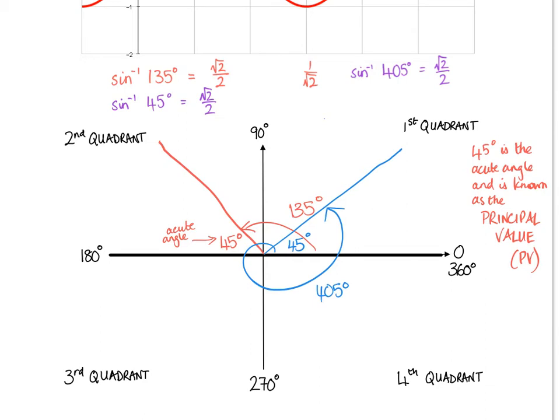Now to work out the acute angle for each one, what we do in the first quadrant, it's just theta itself. Okay, so theta is the acute angle. So we'll call that theta in there. Or we subtract, if it's a big angle, you subtract 360 from it. If we look at the second quadrant, the acute angle, or the principal value, is equal to 180 degrees take away theta.